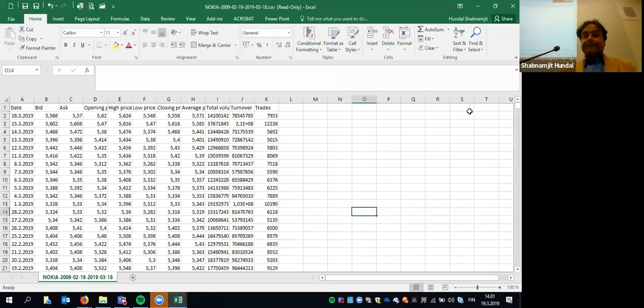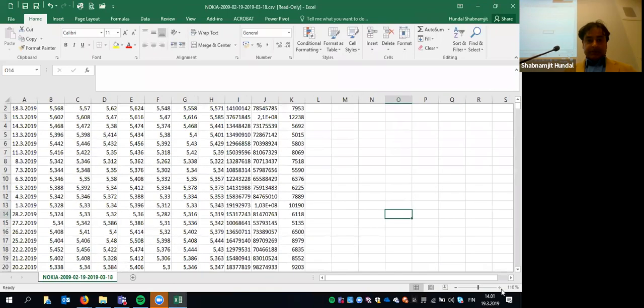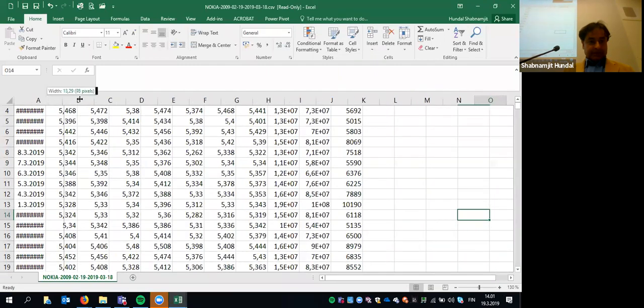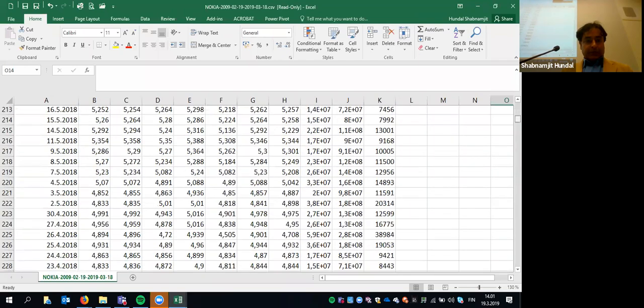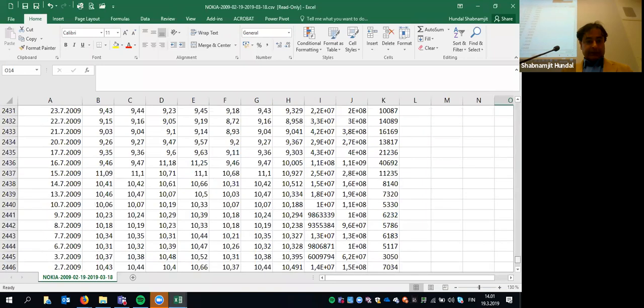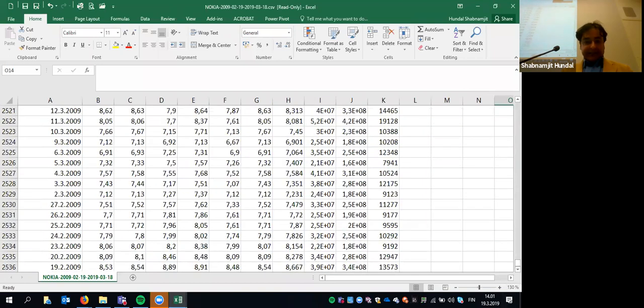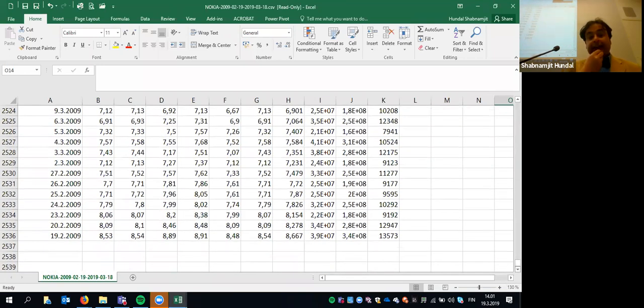And here you can see that we have the last 10 years of data. You can see the starting date is 18th of March. And the last one is 19th of February, 2009. And once again, you can see that, what can you see? It's 10 years, yeah? 10 years.